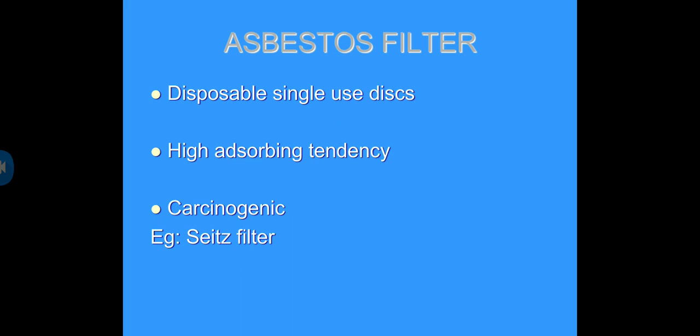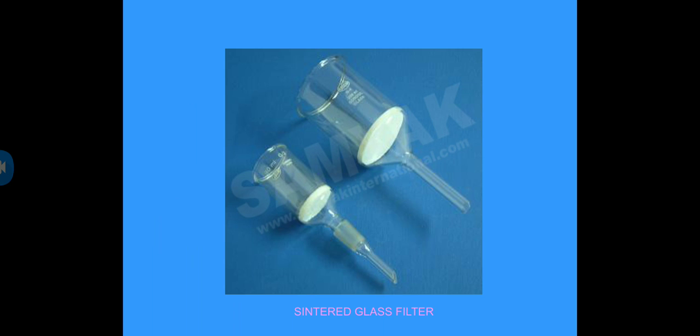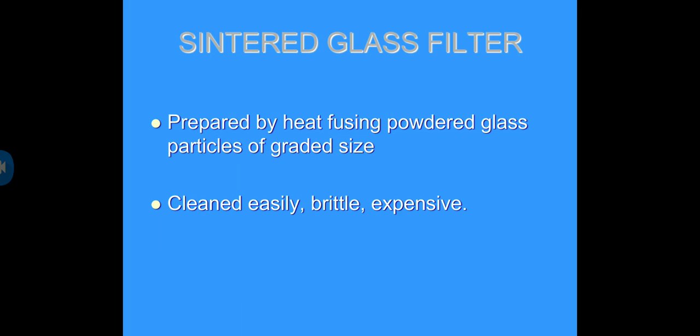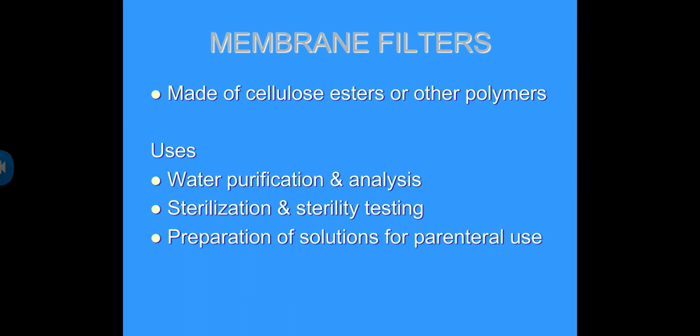The asbestos filter is a single use disc with high adsorbing tendency. It is carcinogenic in nature. It is our sintered glass filter. The sintered glass filter is prepared by heat fusing powdered glass particles of graded size. It is easy to clean, but brittle and expensive. This is the diagram of the membrane filter. The membrane filter is made up of cellulose, and is used for sterilization, sterility testing, water purification and analysis.